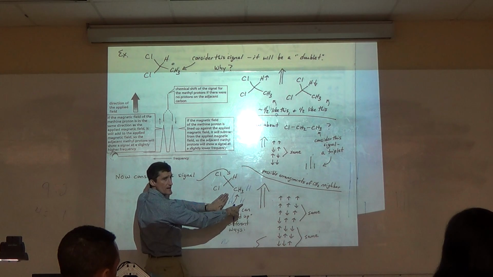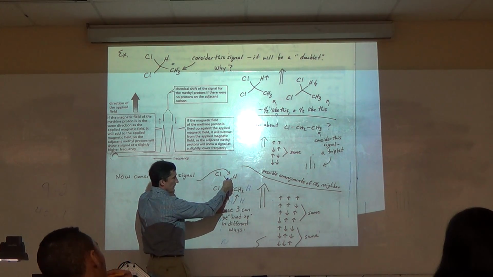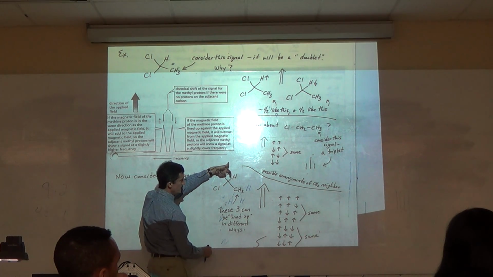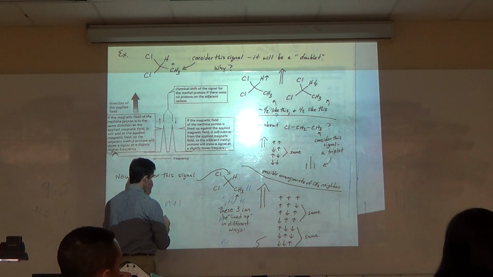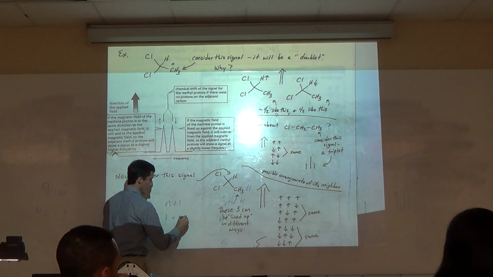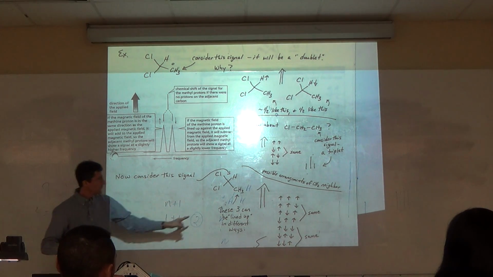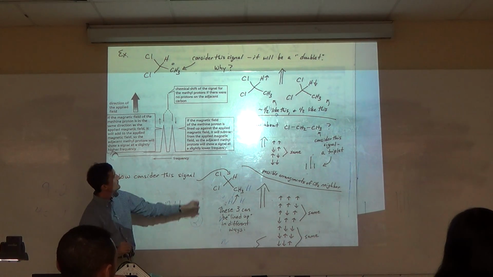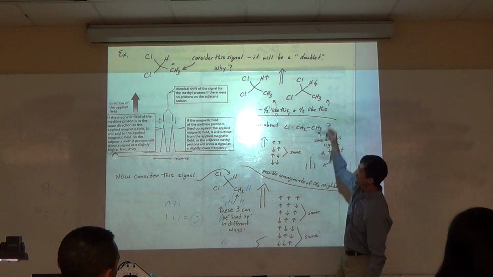First off, that is a neighbor, but it's the same H. Same H's don't split each other. 1, 2, 3. There are 3 bonds between this and this. See, that's a neighbor in this definition. How many are there? 1. So N is 1. So we have 1 plus 1 equals what? 2. Very good. So what do we expect for this? A doublet. And that's what I told you right here, right? See it at the top? Double it.